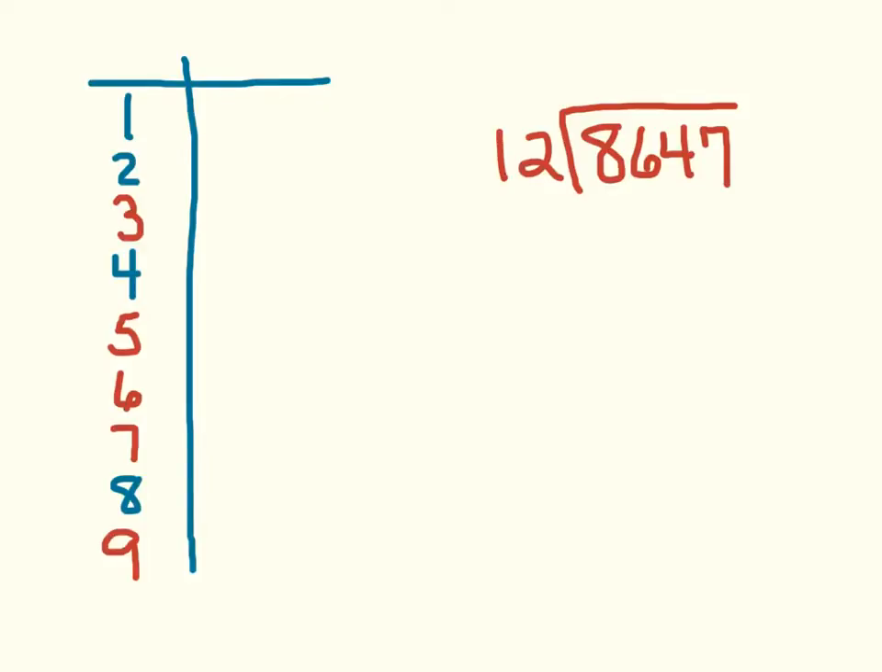On the left side of our doubles table, we have our numbers 1 through 9. On the right-hand side of the doubles table, we're going to pull our divisor of 12, and we're going to write that down right here next to the 1. That's our divisor. Now, in order to go from 1 to 2, we double it. We double 1 to get 2.